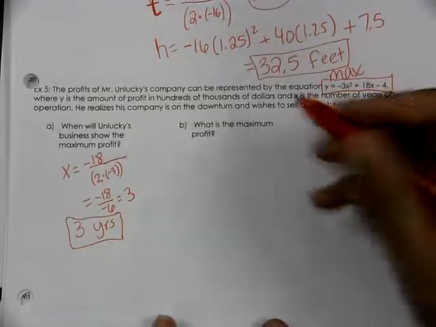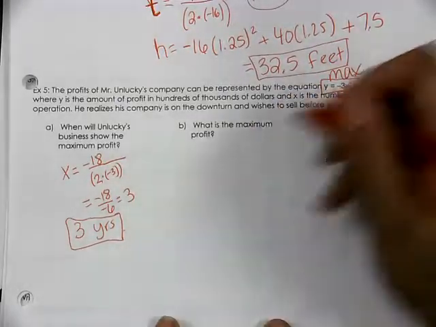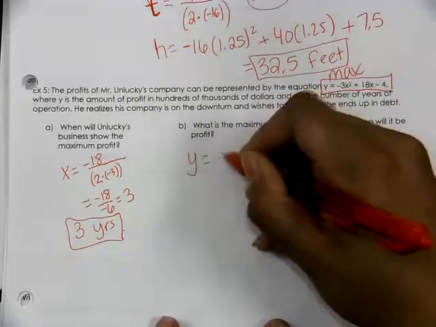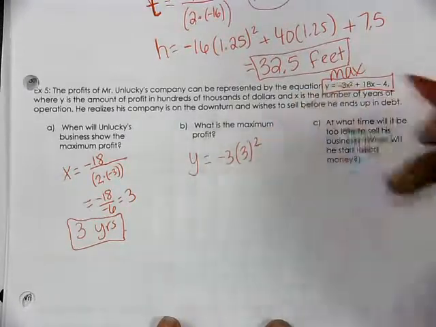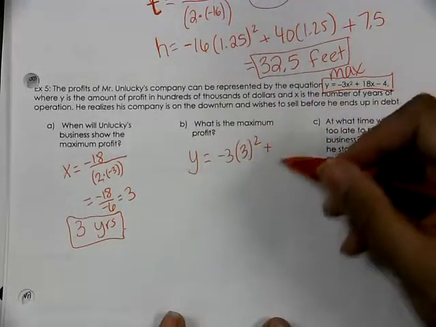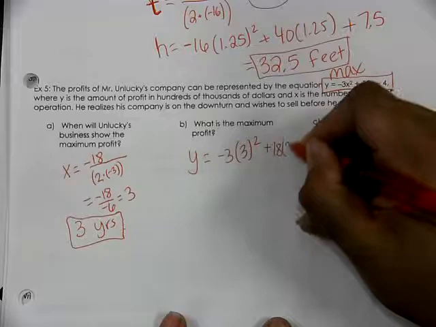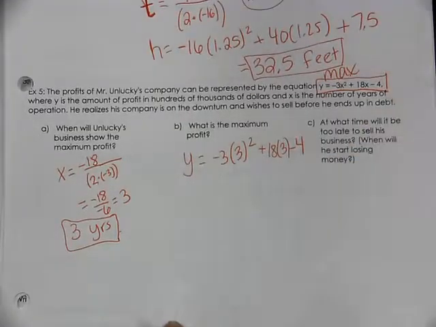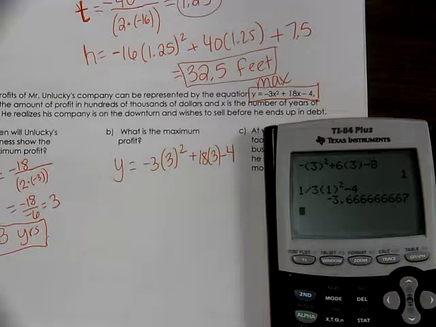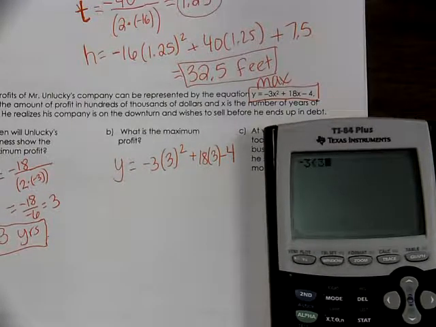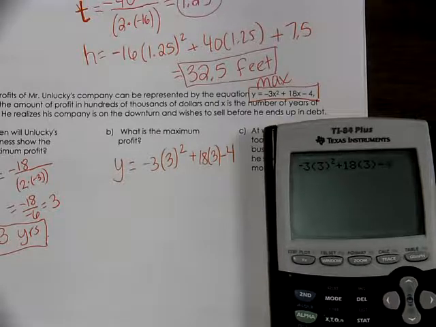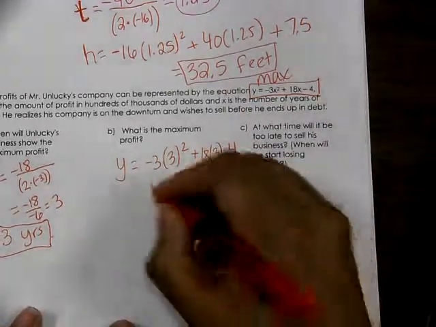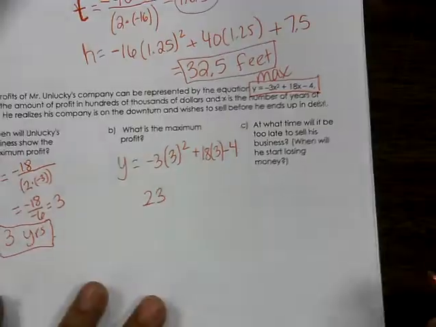Then it says, well, what is that actual maximum profit? So we have to take 3 and substitute it into the equation everywhere you see an x. So that's y equals negative 3 times 3 squared, plus 18 times 3, minus 4. And just use your calculator. You can just type the whole thing in. Negative 3 times 3 squared, plus 18 times 3, minus 4. Comes out to 23. Now it's not $23, because that would be nothing.